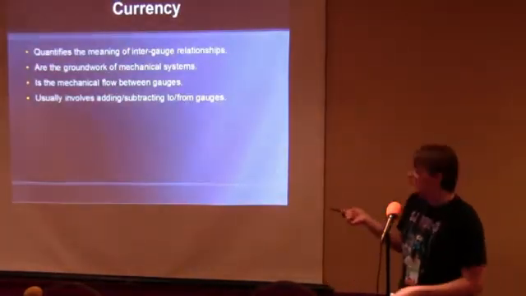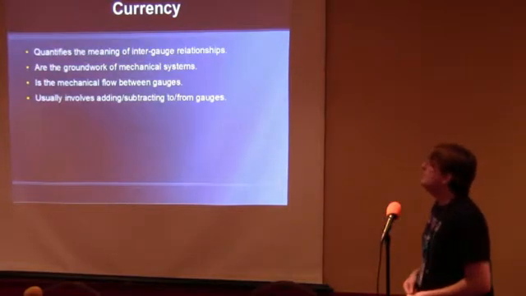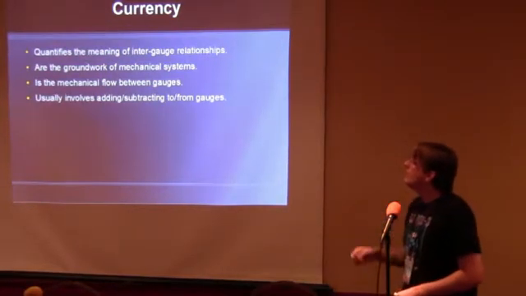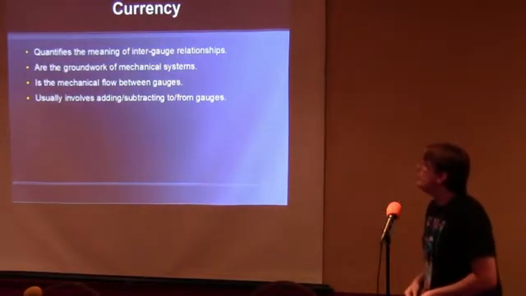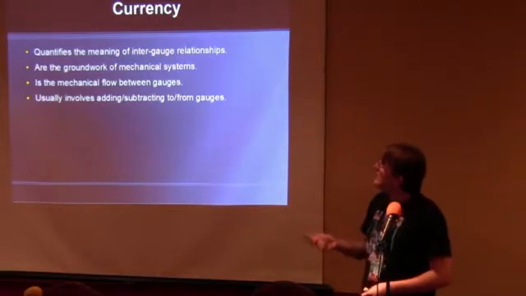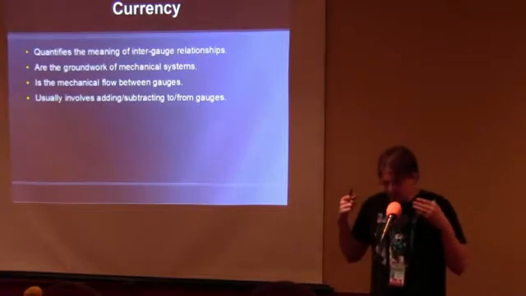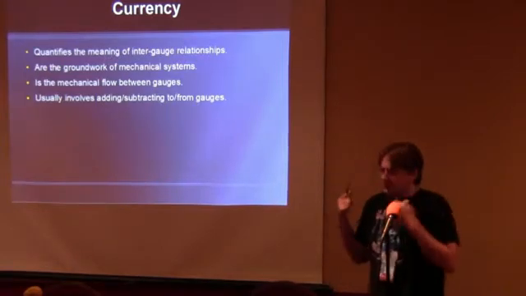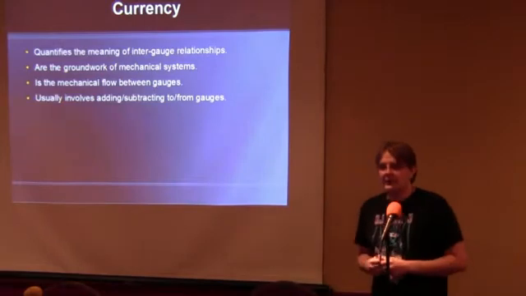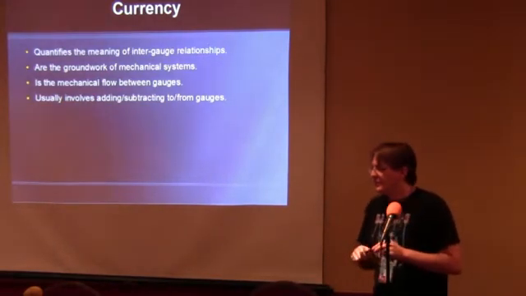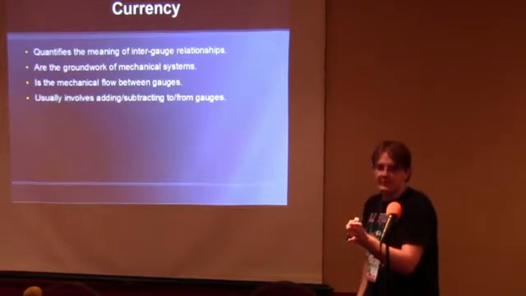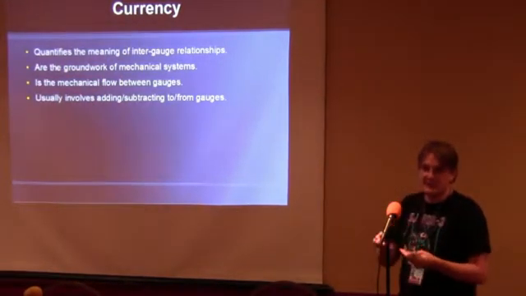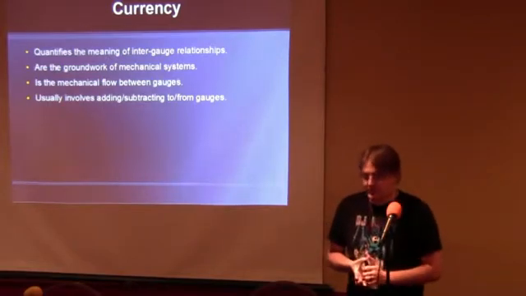Now, currency is another term. This quantifies the meaning between intergauge relationships and is the groundwork of mechanical systems. It is the mechanical flow between gauges and usually involves adding and subtracting to and from gauges. That means currency is the flow between gauges, right? So you have an attribute like strength, and that's a term for things like strength. It is a form of gauge.